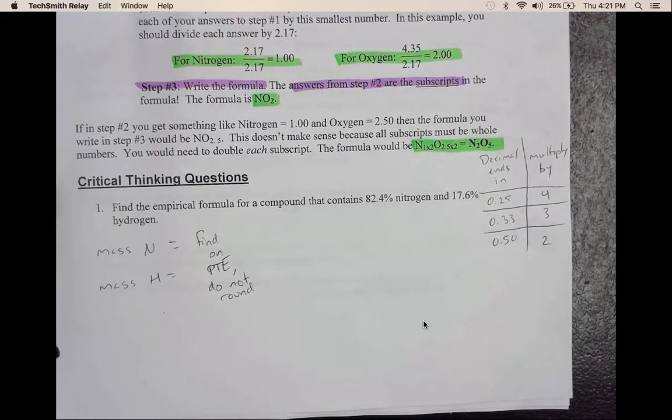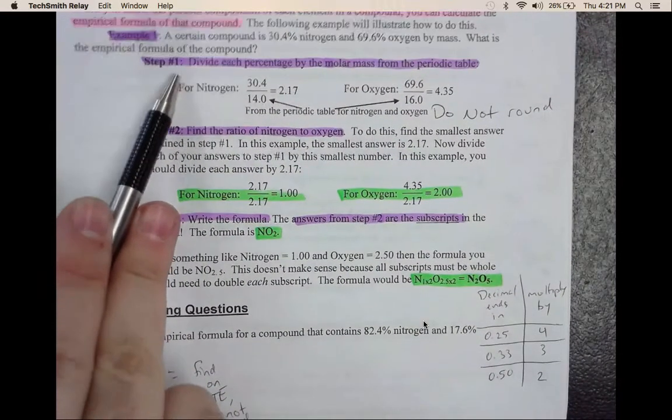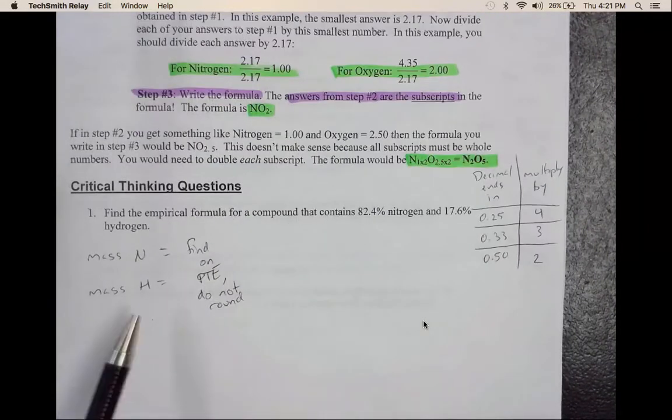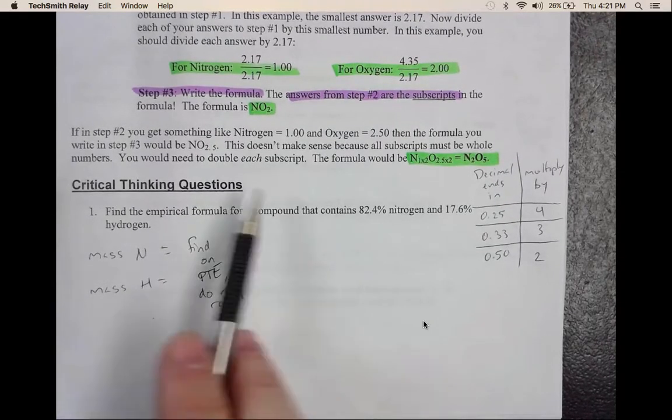So next, question 1. Question 1, you need to find the empirical formula. You're going to find the empirical formula by using these 3 steps right here. Make sure you follow them. You will have to find the mass of N and the mass of H on the periodic table. Do not round those. Just make sure you use all of the digits.